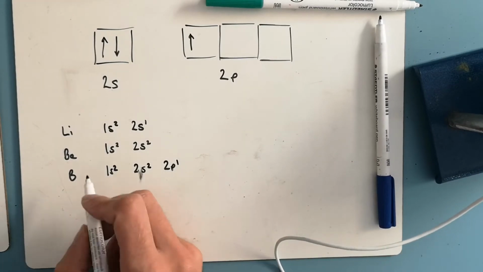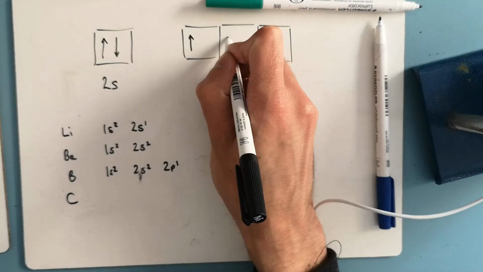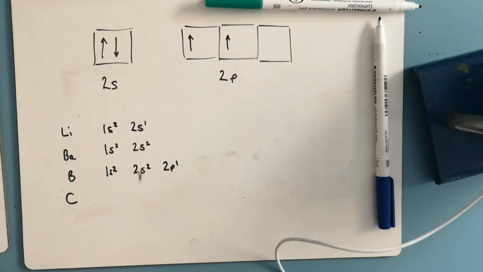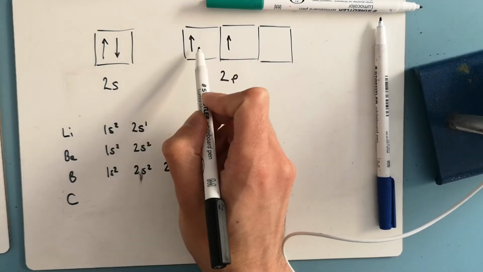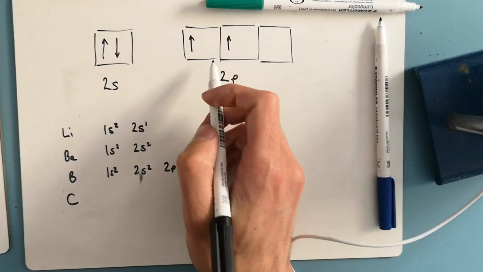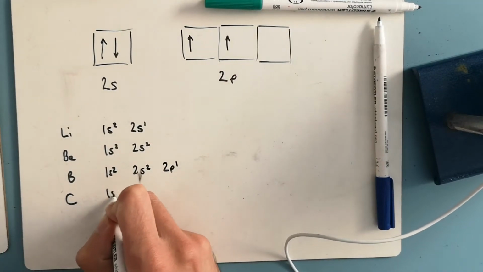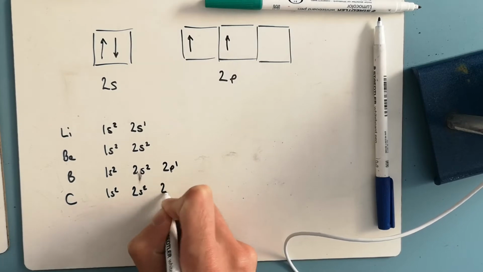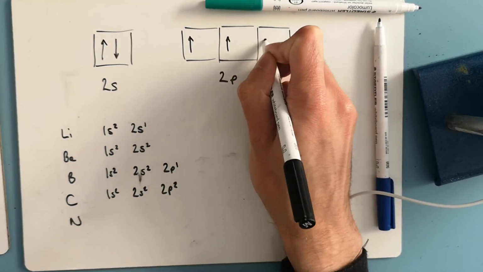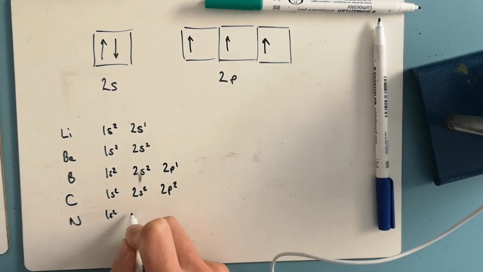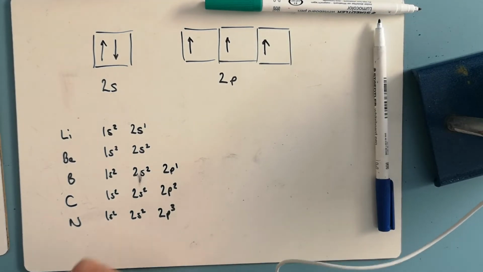Now carbon, its next electron goes there. It'd rather go into an empty orbital. There's slight repulsion between the electrons in the same orbitals, so it's lower energy for it to go into its own orbital. So this is 1s2, 2s2, 2p2, and nitrogen puts one electron into all the orbitals, though it doesn't fill them all.